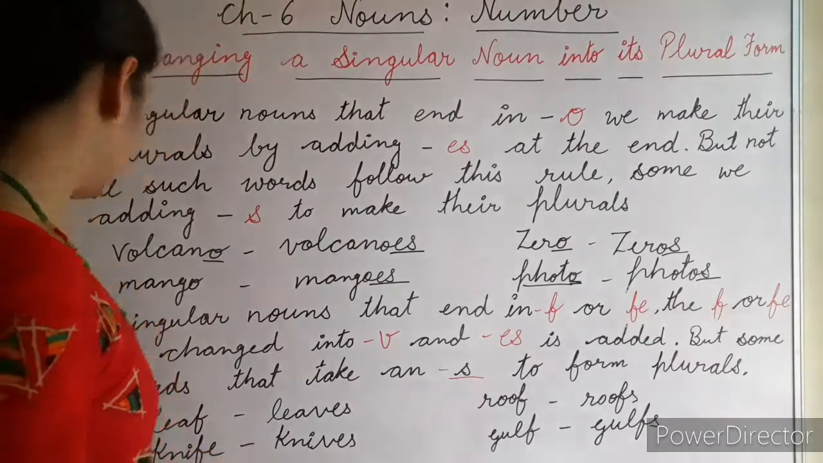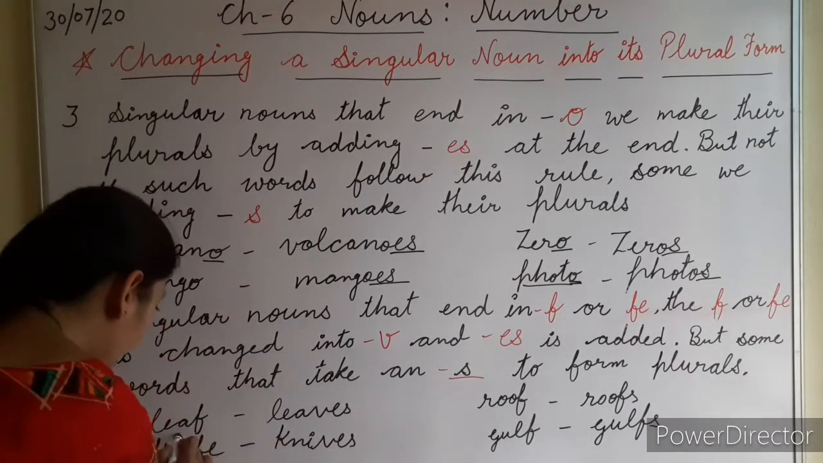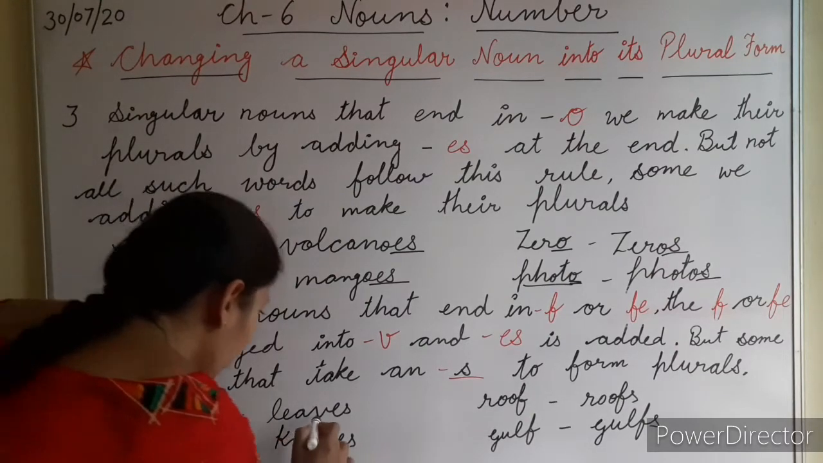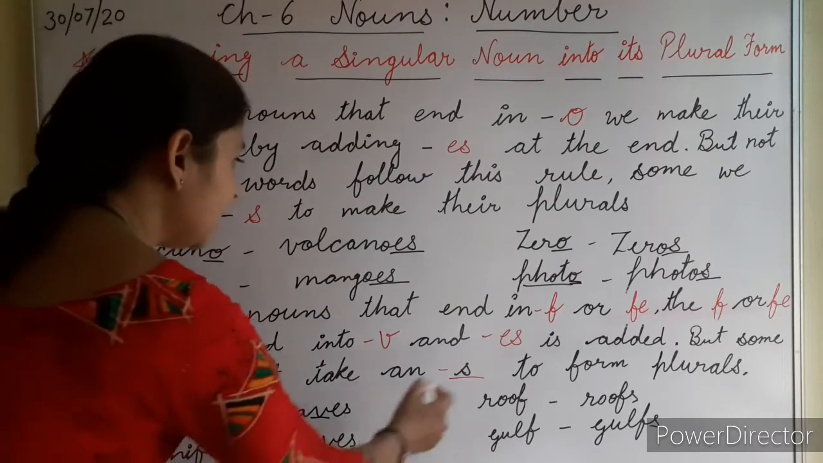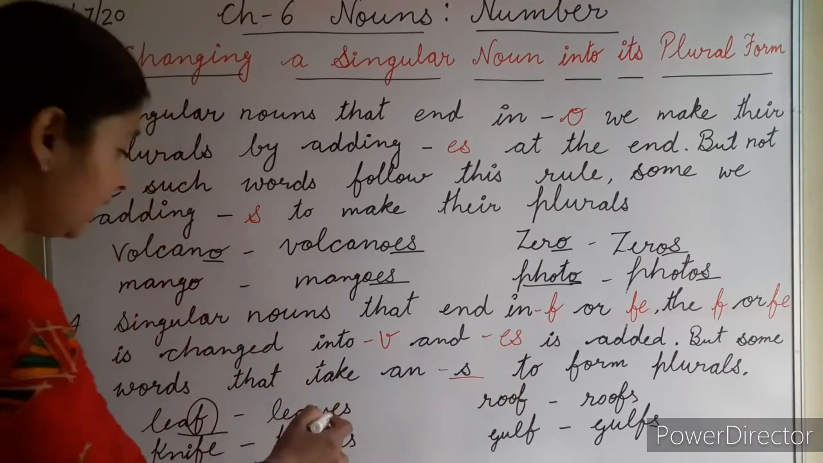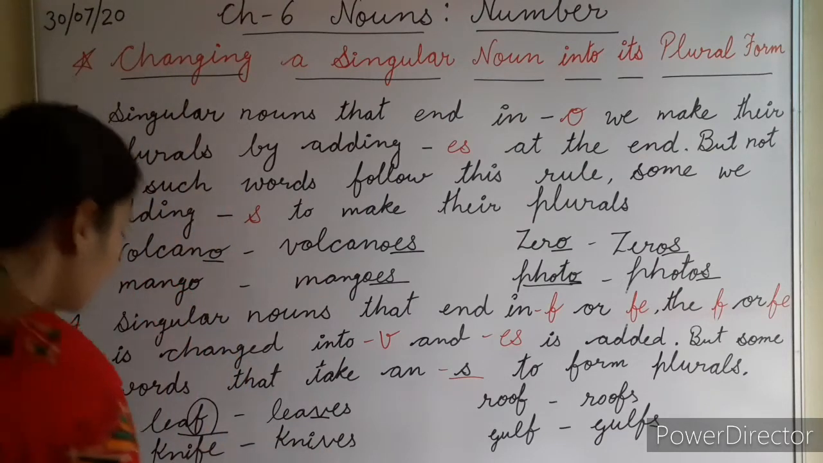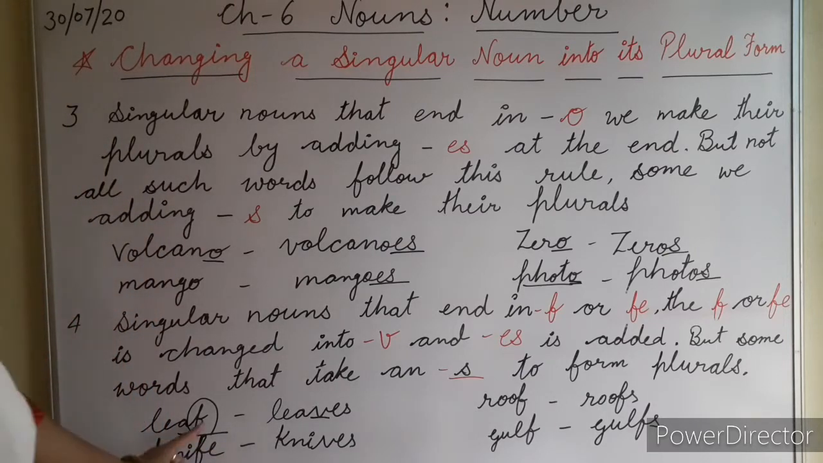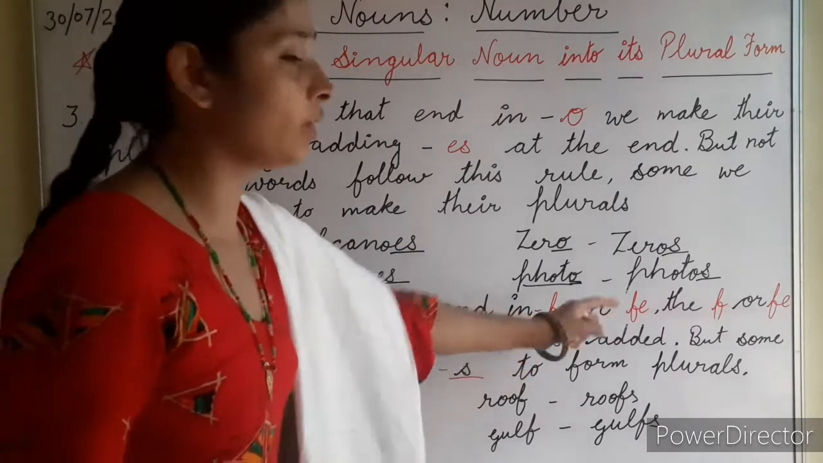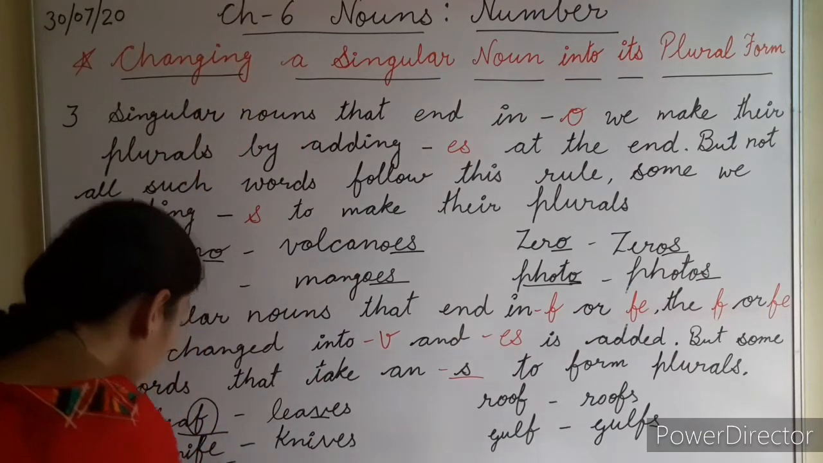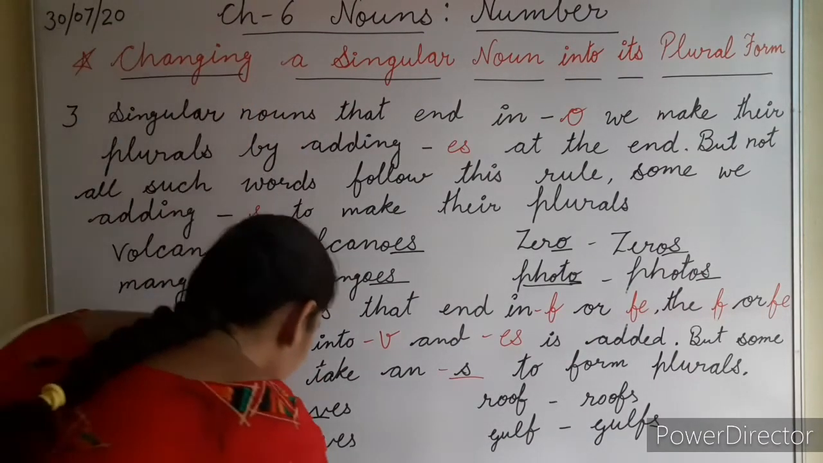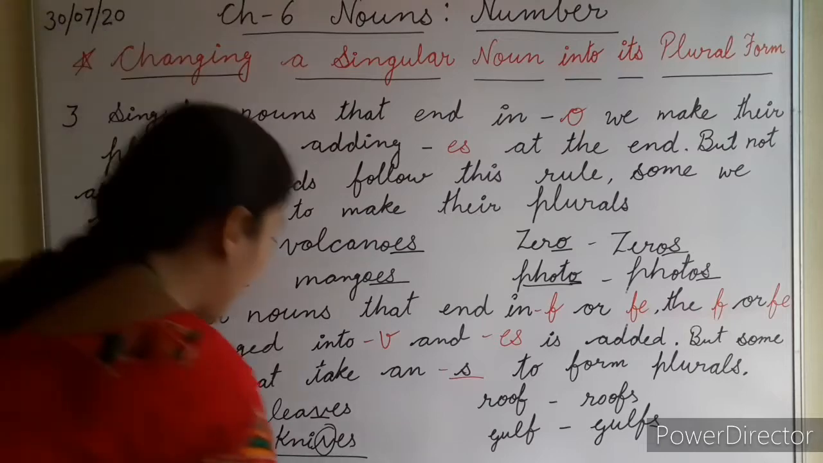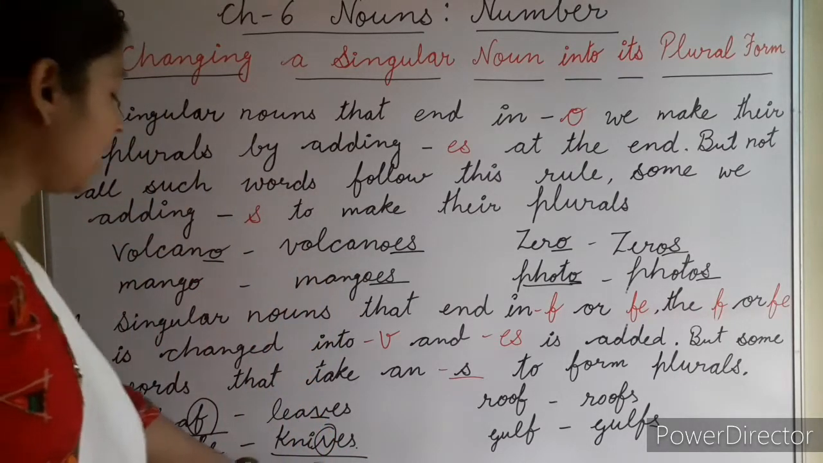Such words are, for example, leaf. Here leaf ends with F. So to make its plural we change F into V, and what do we add here? Es. So the plural of leaf will be leaves. Second is knife. That also ends with fe. I already told you that for nouns which end with f or fe, the f or fe will change into v and we add es. So the plural will be knives.